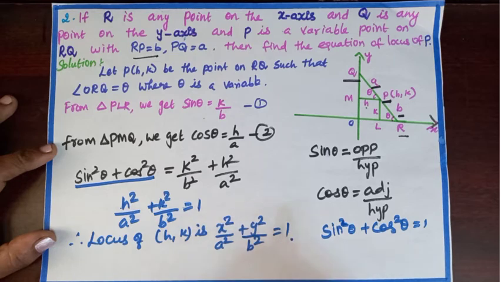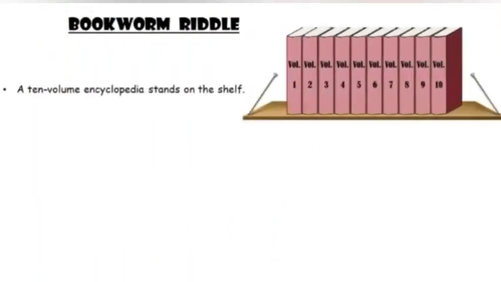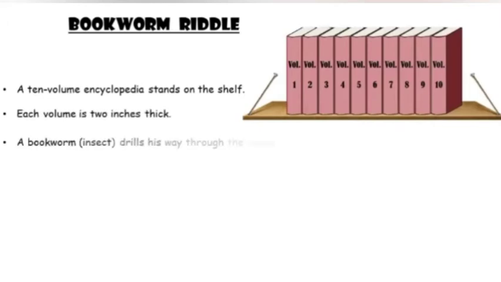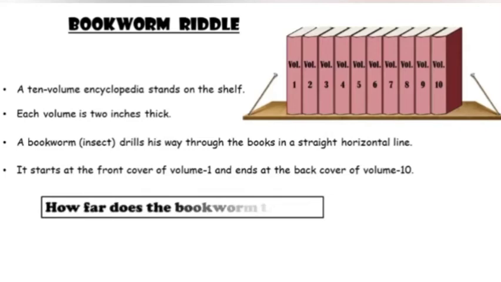Bookworm riddle. A 10-volume encyclopedia stands on the shelf. Each volume is 2 inches thick. A bookworm drills his way through the books in a straight horizontal line. It starts at the front cover of volume 1 and ends at the back cover of volume 10. Question is, how far does the bookworm travel?